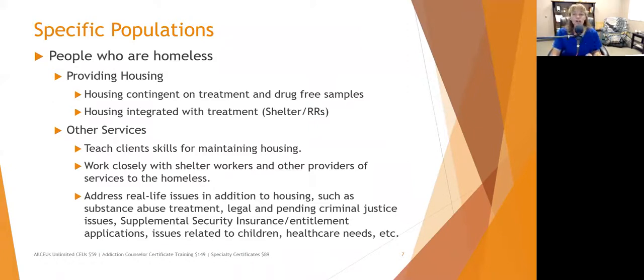We need to work closely with shelter workers and other providers of services to the homeless, so we find out about new people that are in the community. Generally, the homeless community doesn't wax and wane a lot, and at least in Florida, there were periods during the year where people would travel down to Florida because it was too cold other places, and then during the summer they would travel out of Florida because it was too hot.